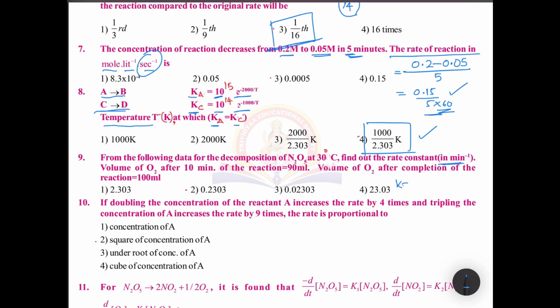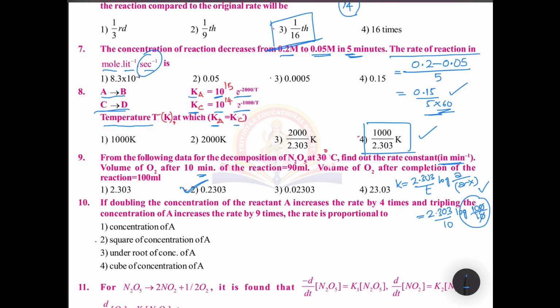K is equal to 2.303 by t log A by A minus x. This is the formula for the first order. And he is saying that after 10 minutes of time, K is equal to 2.303 by 10 log of A by A minus x. A is 100 and A minus x is 10. So this will become log 10. Log 10 is equal to 1. 2.303 by 10, that is nothing but 0.2303. I don't think this is the right way of asking the question. But this question is there in all websites. You can check in any website. Simple, this formula is given and it is finished.